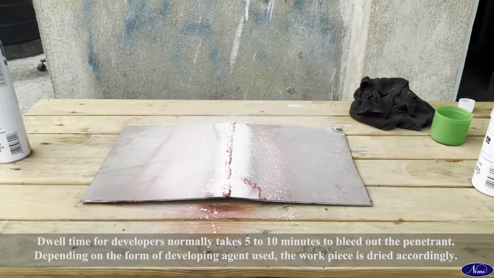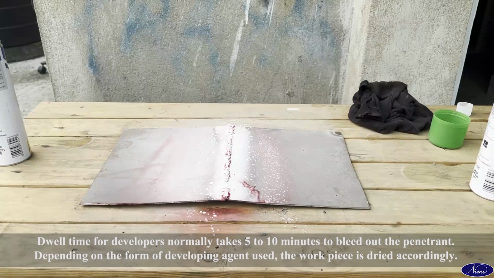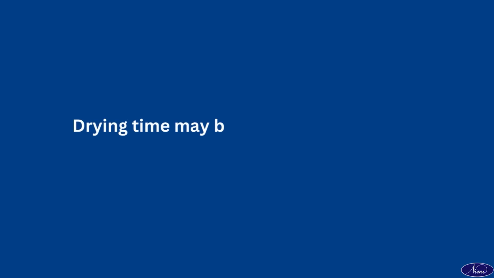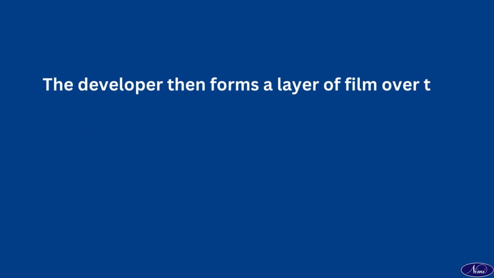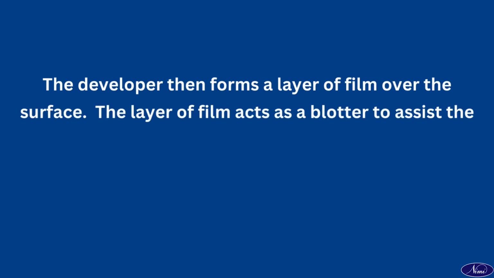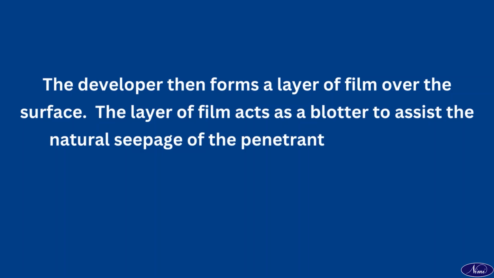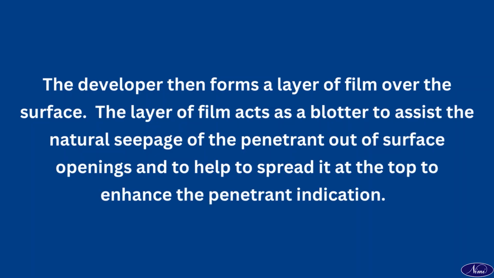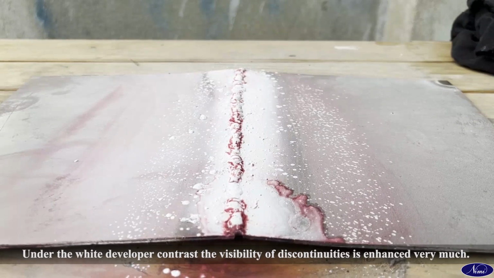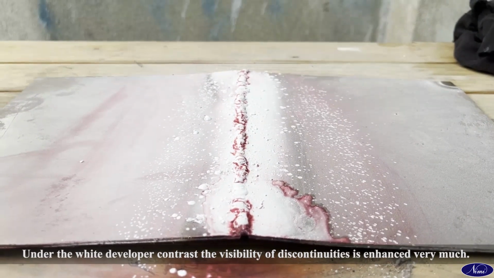Depending on the form of developing agent used, the workpiece is dried accordingly. Drying time may be decreased by a gentle cold air stream. The developer then forms a layer of film over the surface. The layer of film acts as a blotter to assist the natural seepage of the penetrant out of surface openings and to help to spread it at the top to enhance the penetrant indication. Under the white developer contrast, the visibility of discontinuities is enhanced very much.